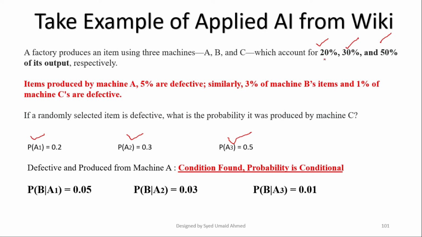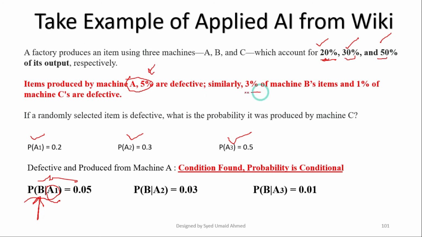These three machines also produce defective items. These defective items are written separately because this is the total item of machine A, and out of these 20 items, 5% produced by machine A is defective. Given that you know the conditional probability, you are master in understanding this. B, capital B stands for defective. The machine produces a defective element given that the defective element comes from machine A. That is conditional probability and it is already given.